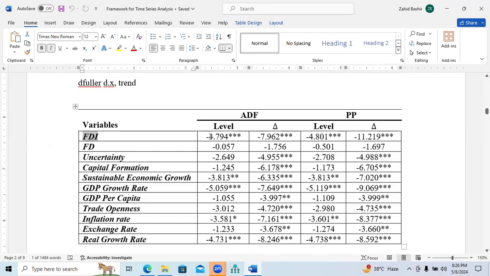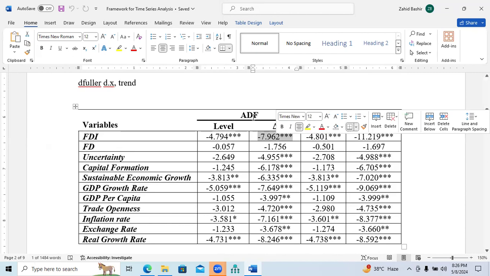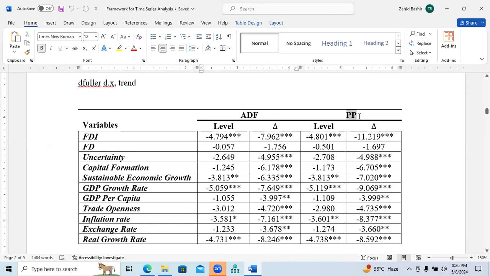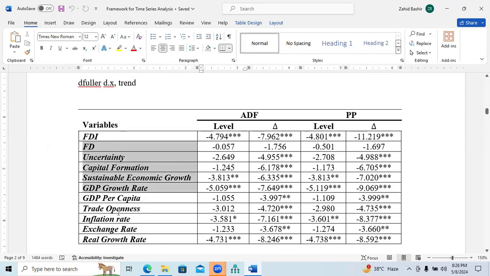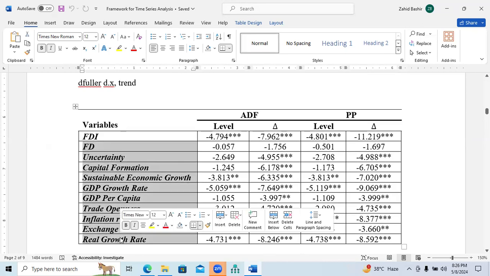If we see here, the dependent variable is showing stationarity at level as well as at first difference using both methods. If you consider the ADF method and the PP method, both methods are showing that your dependent variable is stationary at level as well as at first difference. So the first condition is met. The second condition is that your independent variable should show either first level stationarity or mixed stationarity. Mixed means some variables may be stationary at level, some may be stationary at first difference, and some of them may be stationary at second difference.